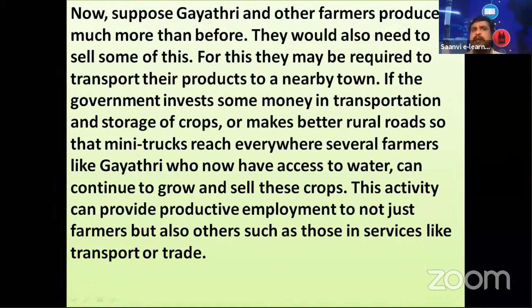Not only once, twice Gayatri can cultivate in her field. When she cultivates twice, production increases. She can sell that product in the market. She can earn better income. It leads to good income, like good progress in GDP.